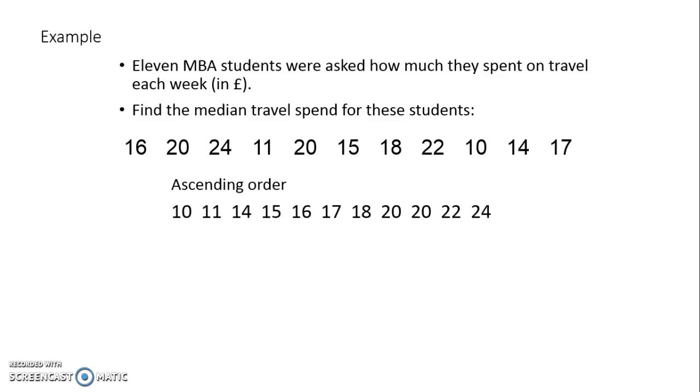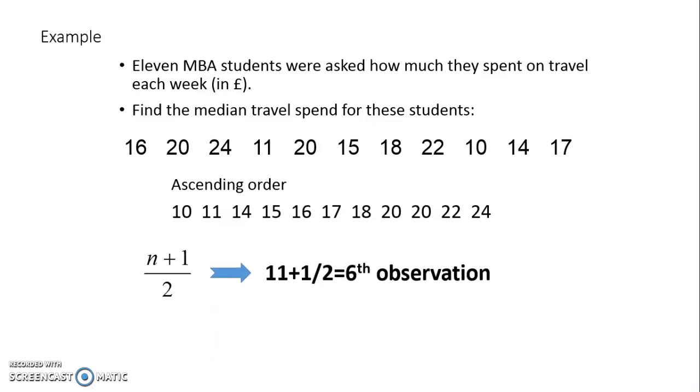You see, I have arranged the data in the ascending order. Next, I use the formula n plus 1 by 2th observation, which gives me the 6th observation. So here, I can use the 6th observation as my median. So ultimately, 17 becomes the median.